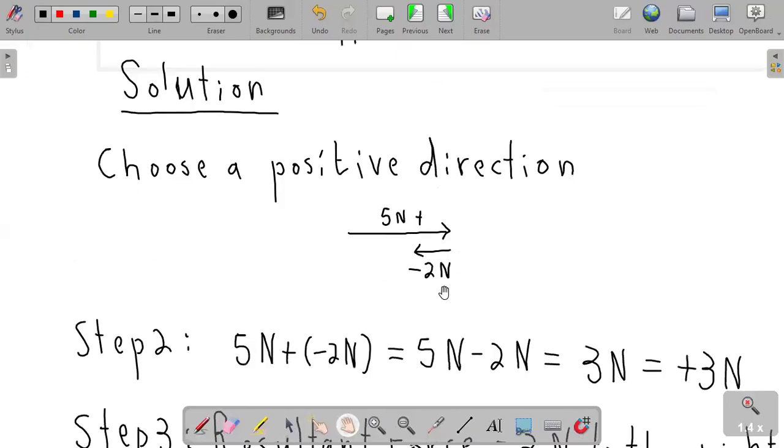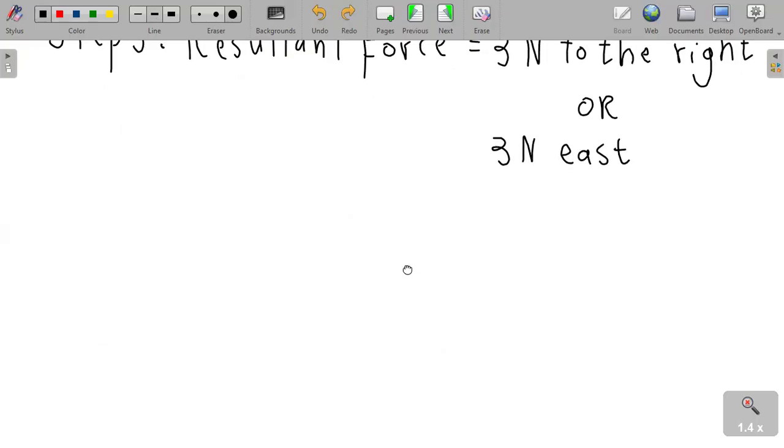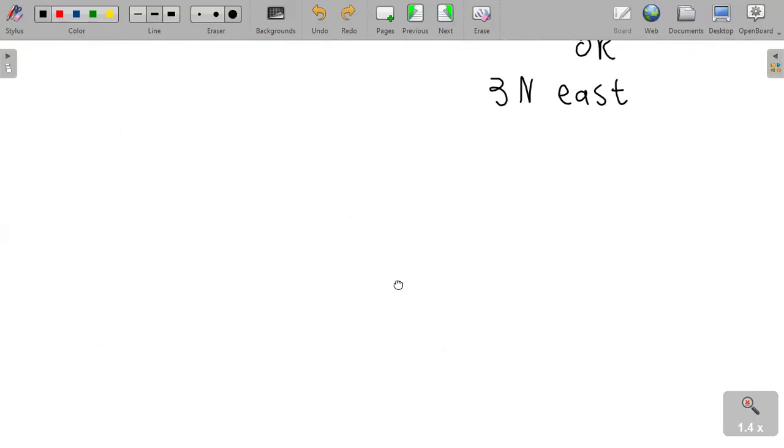I forgot to write step 1 here. This is step 1, where we choose the positive direction. You choose a positive direction before you do anything. It helps to give the reference here. So let's do example 2, shall we? Let's do example 2.